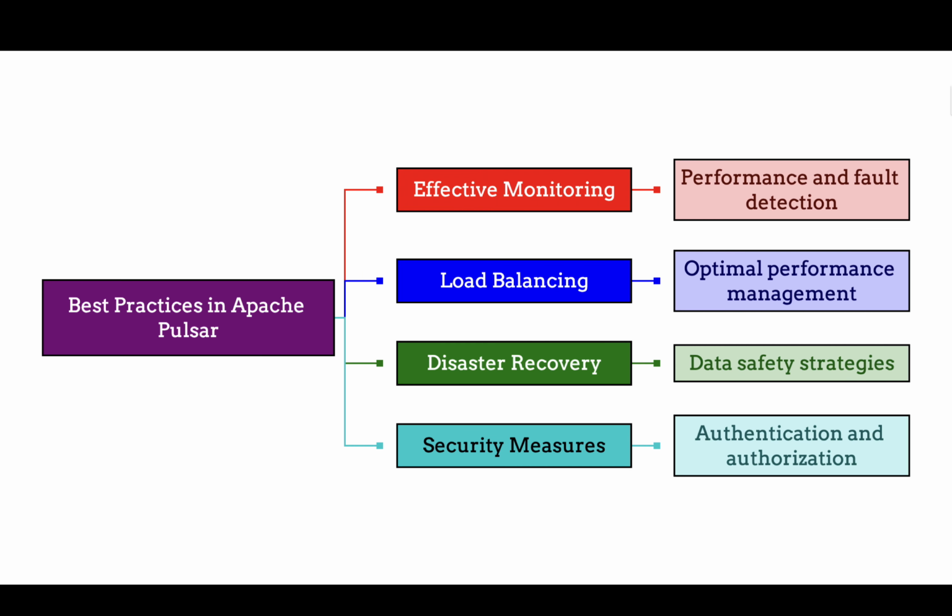Best practices in Apache Pulsar. 1. Effective monitoring. Implement comprehensive monitoring for performance and fault detection. 2. Load balancing. Ensure effective load balancing for optimal performance. 3. Disaster recovery. Plan and implement disaster recovery strategies for data safety. 4. Security measures. Implement robust security measures including authentication and authorization.